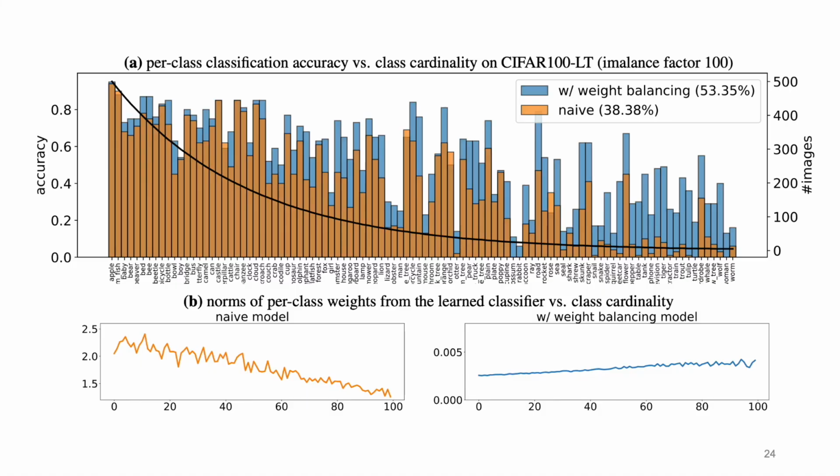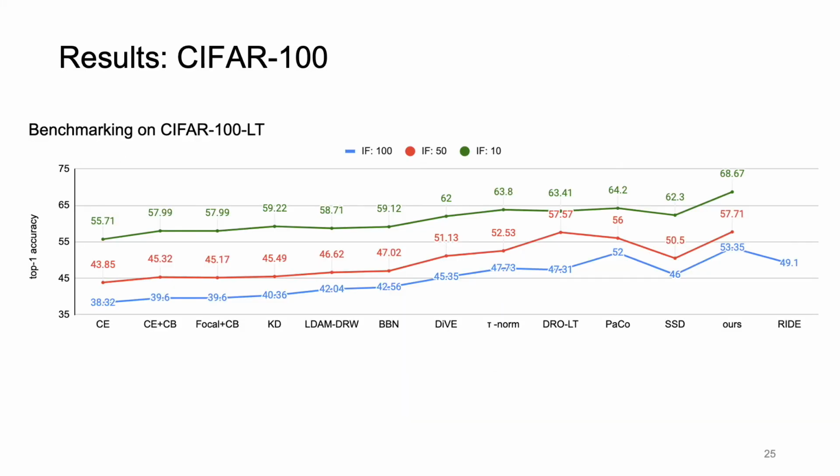Using our approach, we achieved 53% accuracy on the long-tailed CIFAR-100, and our model achieves higher accuracy for rare classes, in addition to having balanced norms. Also, by using the same method, we achieved state-of-the-art performance on CIFAR-100 with different imbalance factors.